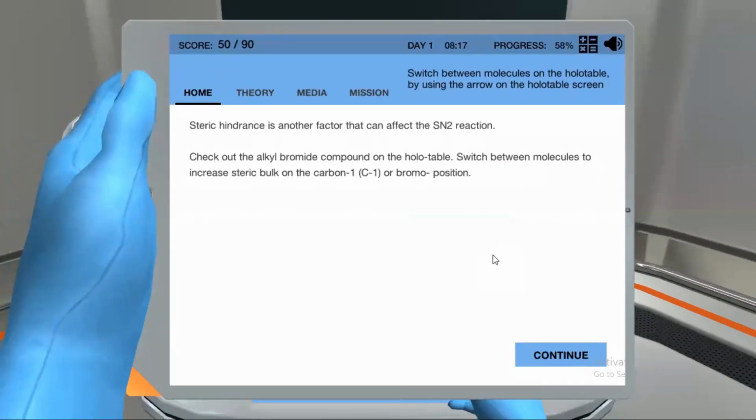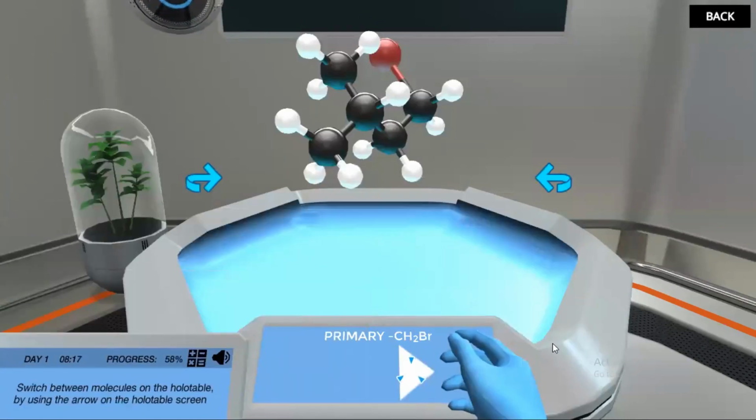Steric hindrance is another factor that can affect the SN2 reaction. Check out the alkyl bromide compound on the hollow table. Switch between molecules to increase steric bulk on the carbon 1 or bromo position. Switch between molecules on the hollow table by using the arrow on the hollow table screen.